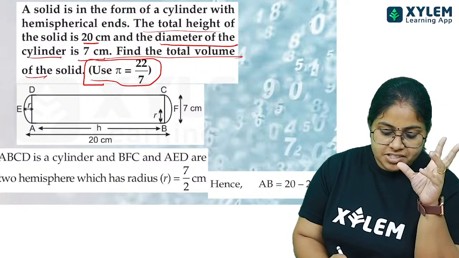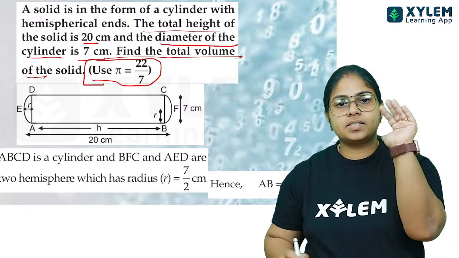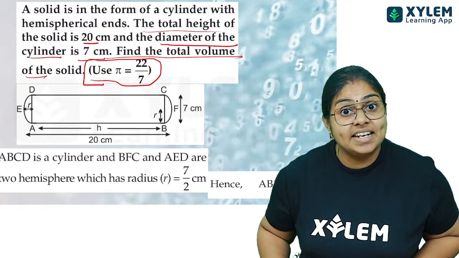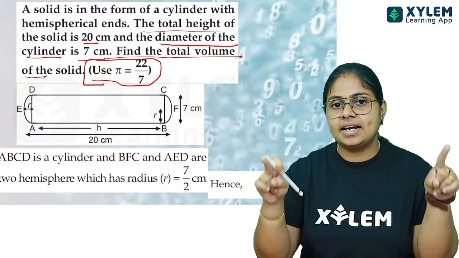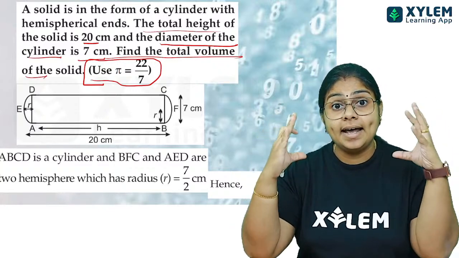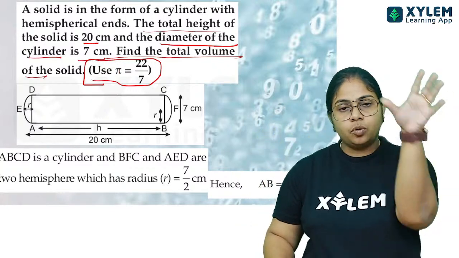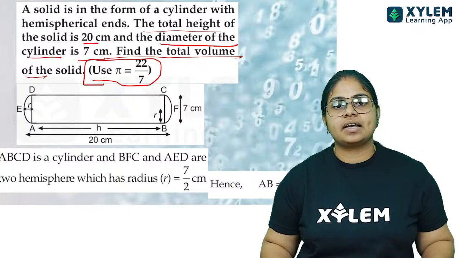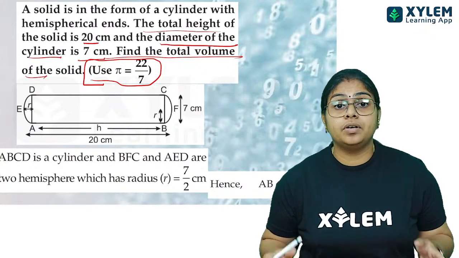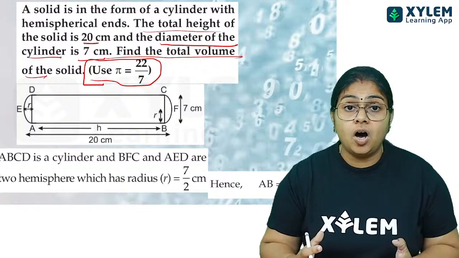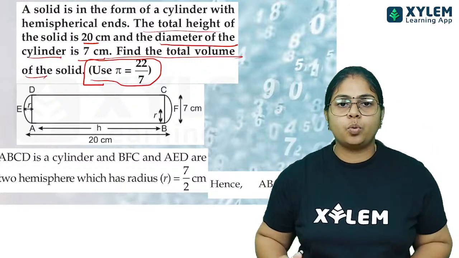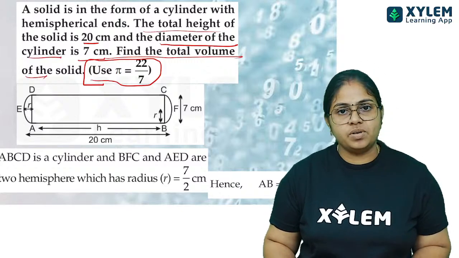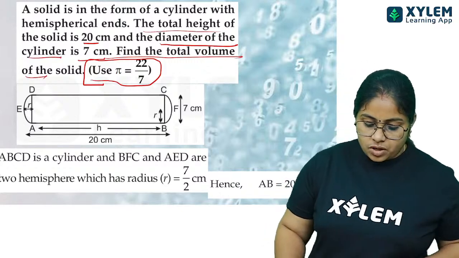First of all, it is given that the solid is in the shape of a cylinder with a hemispherical end. The cylinder has hemispheres at both ends. So if it says to find the total volume, we have to find the volume of the cylinder along with the hemispherical ends, means both ends are there, so 2 into volume of hemisphere. That is what we have to find out.